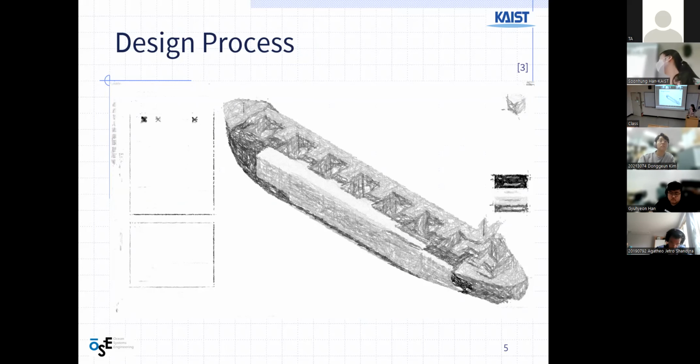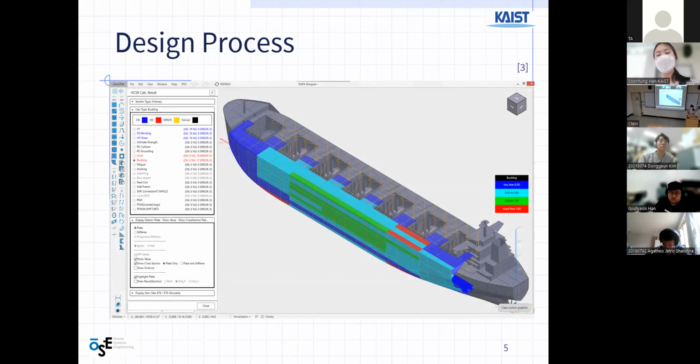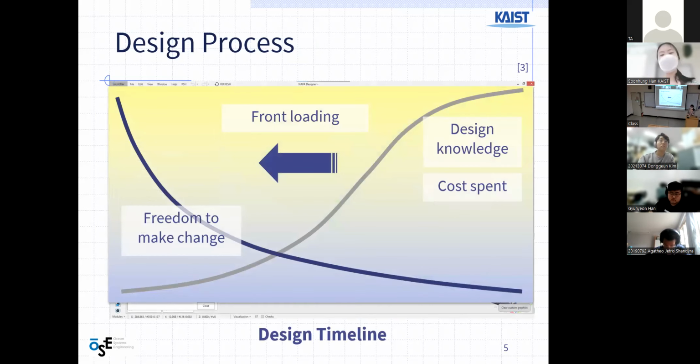And you see that there is like a sketch of a ship, and how do we change this basic elementary sketch into something that is more real and actually into a real ship that you use? You usually have to follow a certain thing called a design timeline. And when we regard a design timeline, in the initial stage, we have a large amount or a large degree of freedom to make change. But as time goes on, this freedom decreases and we have a larger front load, you realize. And we need to have, as the timeline goes on, a lot of viewpoints about how design knowledge is implemented and also how much cost is spent.